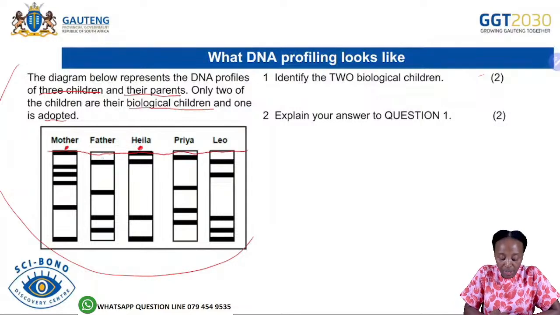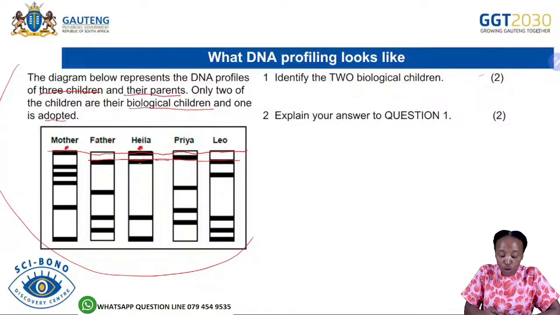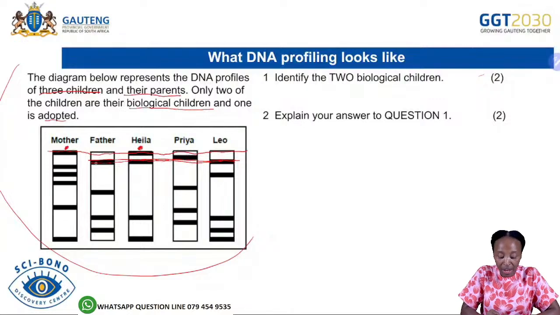And then if you go to the second one, this band from the father matches what is found on Hela and also what is found on Leo. Because if you look carefully, this one on Priya's profile is not exactly in the same location as this. It is slightly above. That is why you would need your ruler. It is somewhere in between this and that one, but it's not in line.